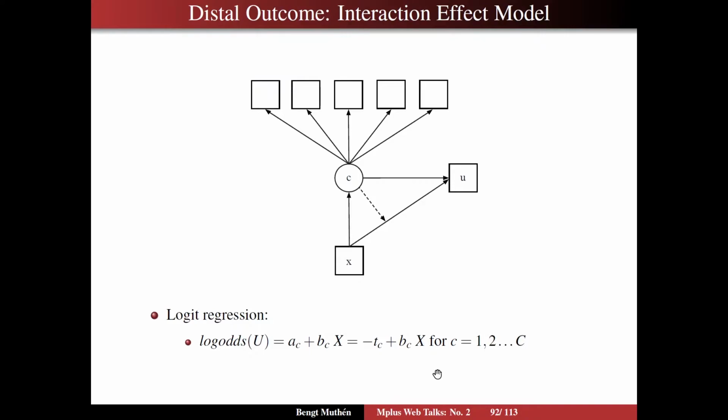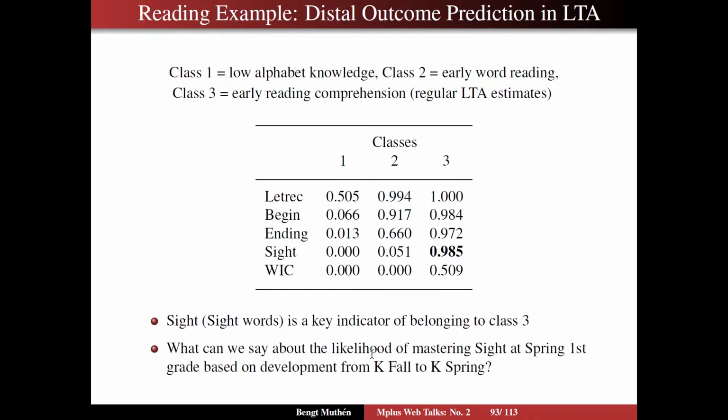Now, slide 92, you have an interaction here between x and c, so that the effect of x on u varies across the c classes. The logit regression then has a slope that also varies across the classes. And written out in terms of thresholds, it looks like this. Just as a reminder.